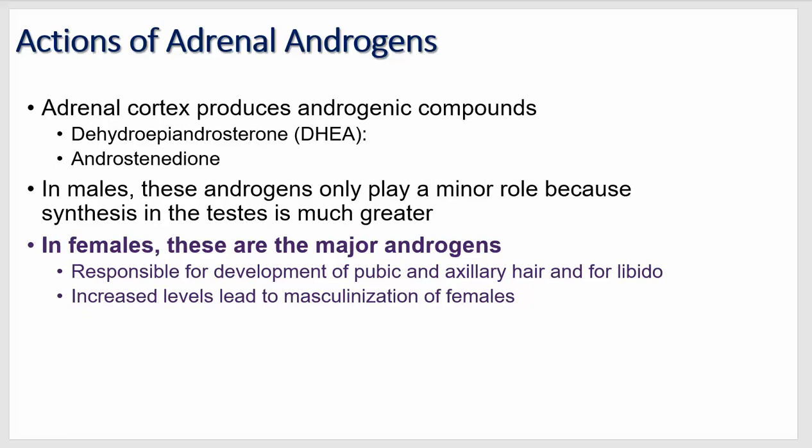So let's talk about those. Those are also released from those inner two layers. So the adrenal cortex produces androgenic compounds, dehydroepiandrosterone, so DHEA is one of those, and androstenedione is the other. So in males, when these are made in the adrenal gland, they're not going to play a big role, because in males, these are also made in the testes. Okay? And in the testes, synthesis is much greater, so this doesn't play as important of a role.